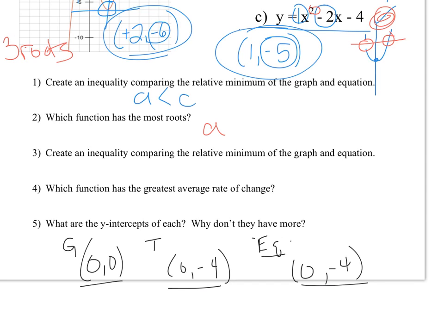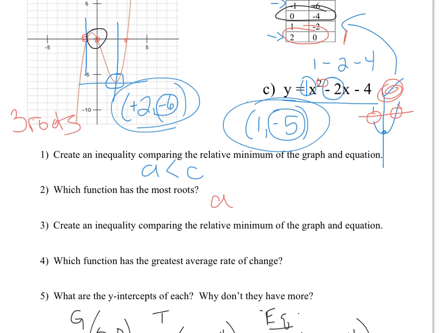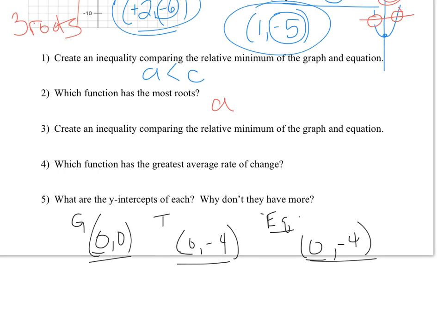Why don't they have more than one y-intercept? Now this goes back to, do you know what a function is? So a function, for every x value, you can have one and only one y value. So if there was another y value that went with the x value, let's say for the graph, like here, then you would have 2 y values for one x value, and if you remember, it wouldn't pass that vertical line test. So that's why it can only have one y-intercept.